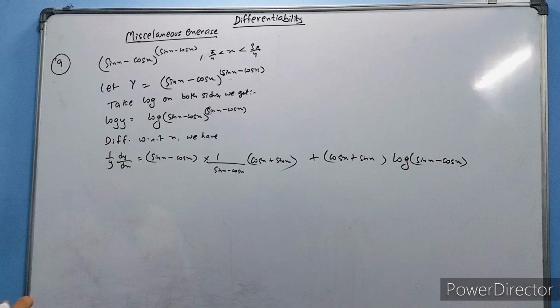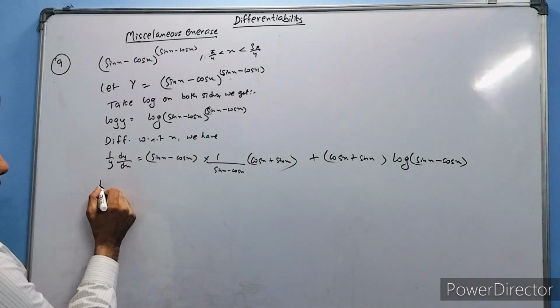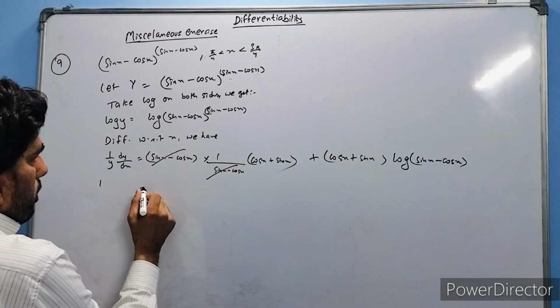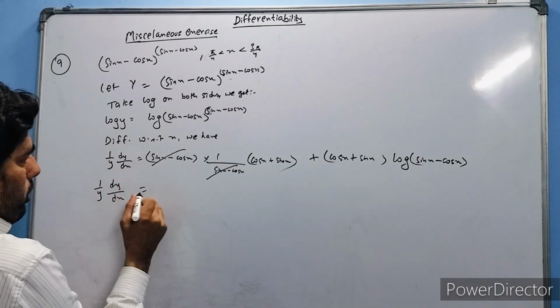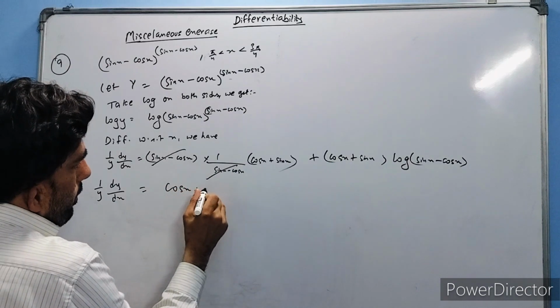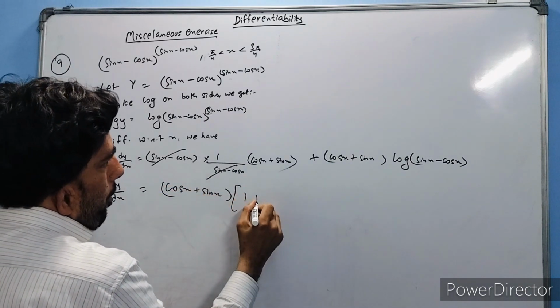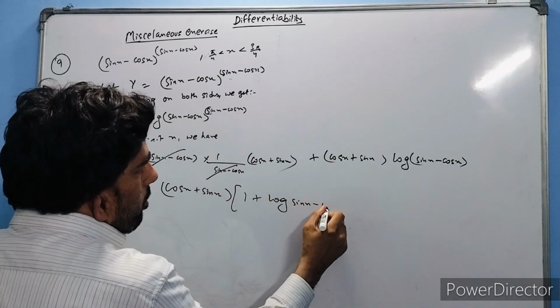So it is how we have tried to differentiate this. Now what do I have here? It will reduce by here. So we'll take this common. So we'll have 1 upon y, dy upon dx, we'll have cos x plus sin x. I've taken common, so we have 1 plus log of sin x minus cos x.